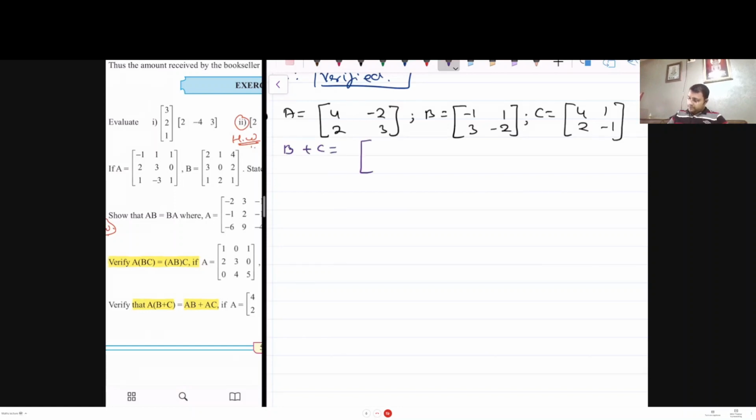B plus C. Minus 1, 1, 3 and minus 2. Plus, this time we have to do the addition. So it is 4, 1, 2 and minus 1. So I will get minus 1 plus 4 that is equal to 3. 1 plus 1 that is 2. 3 and 2 that is 5. Minus 2 and minus 1 that is minus 3. Now let's multiply it with A.